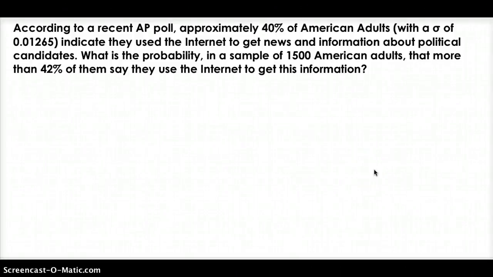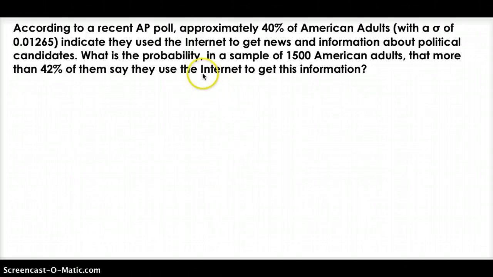The following is an example of a continuous probability problem. It says, according to a recent AP poll, approximately 40% of American adults with a standard deviation of 0.01265 indicate they use the internet to get news and information about political candidates. What is the probability in a sample of 1,500 American adults that more than 42% of them say they use the internet to get this information?